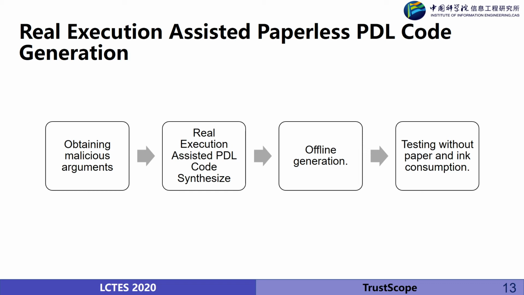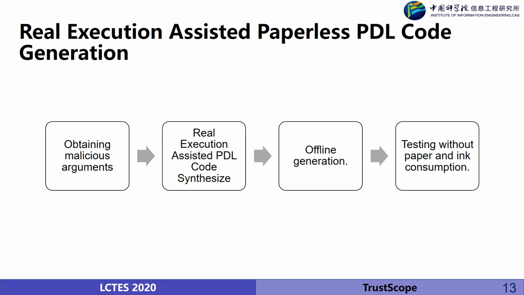After obtaining a context constraint, the next step is to generate a test case. Since PDLs have complex structure, it is almost impossible to directly generate a test case using symbolic execution. Therefore, we use actual execution or a printing program to assist the symbolic execution to generate a test case. This section is divided into 4 parts. In the first part, we break the key context constraints to obtain malicious arguments.